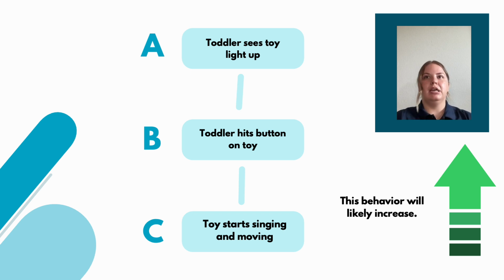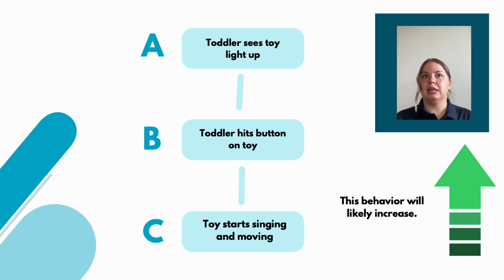So say the toddler's playing, they see across the room there's this toy that lights up. So that's the antecedent, a stimulus change. They go over to the toy and engage in the behavior of hitting the button on the toy, and the toy starts singing and moving. The behavior is shaped by the fact that after they hit that button, that toy starts singing and moving. It's super cool, and now the behavior is definitely going to increase in the future.